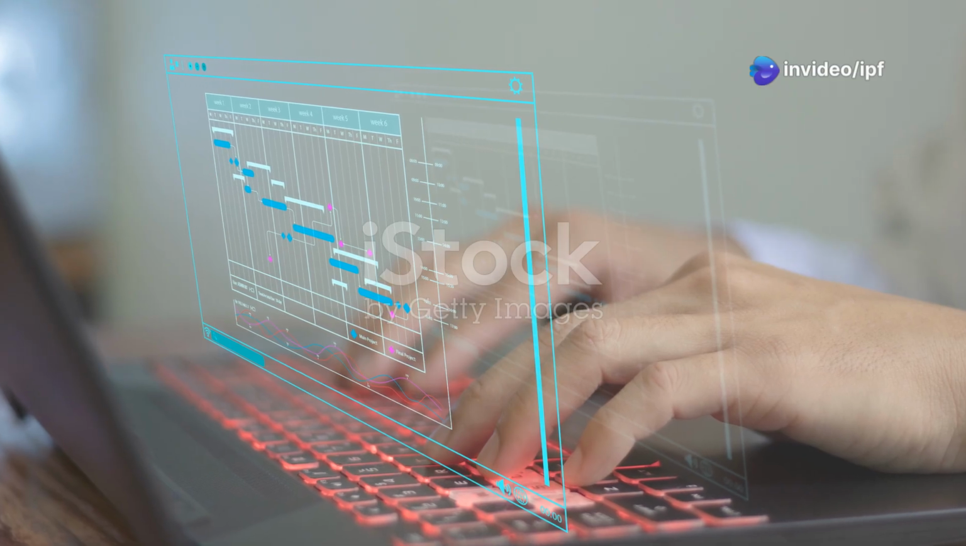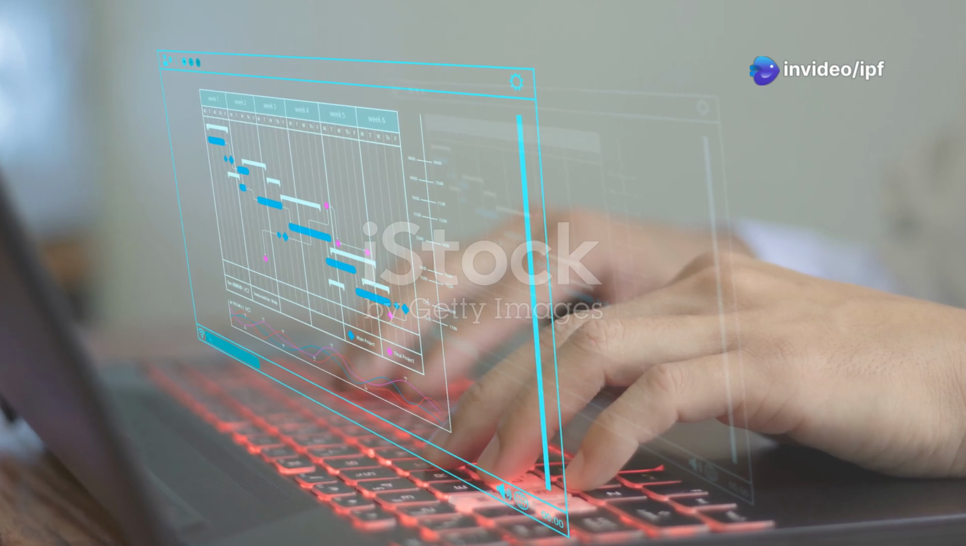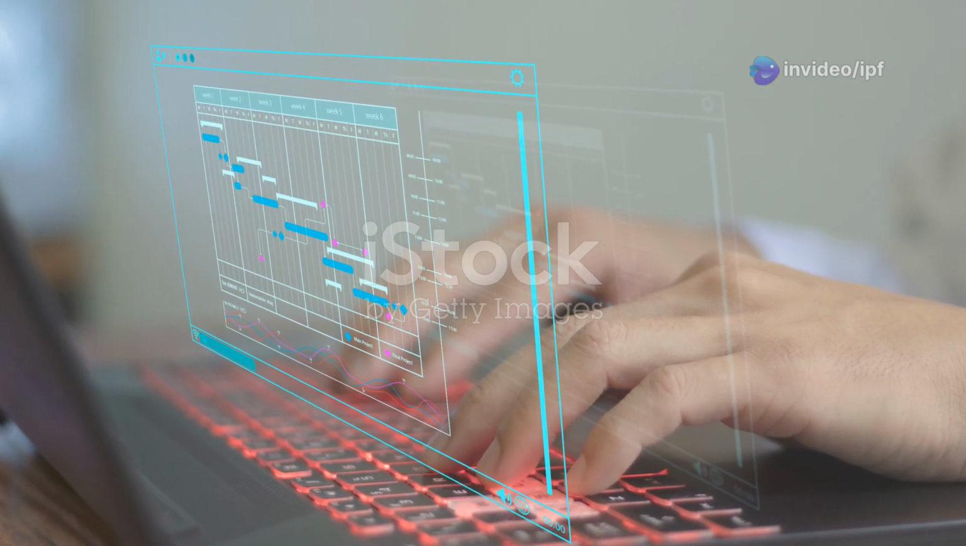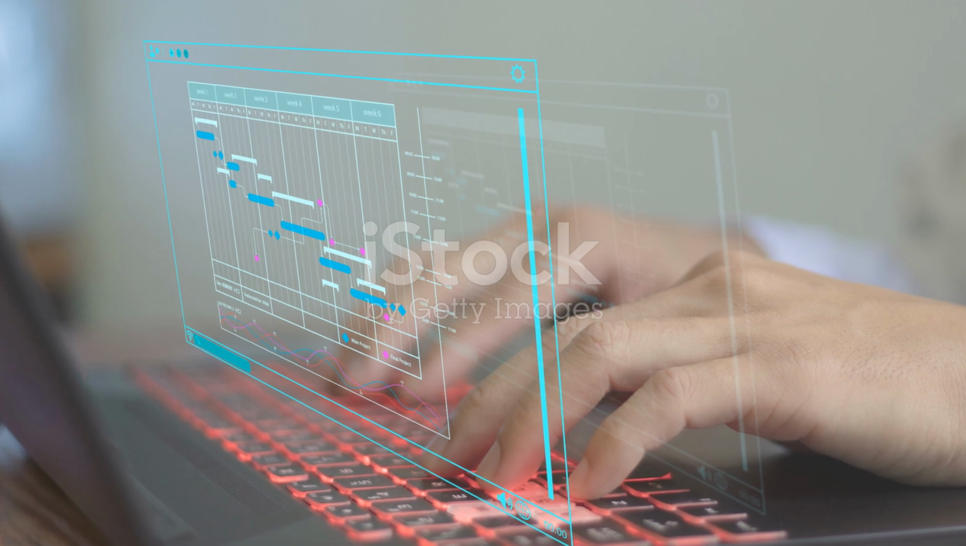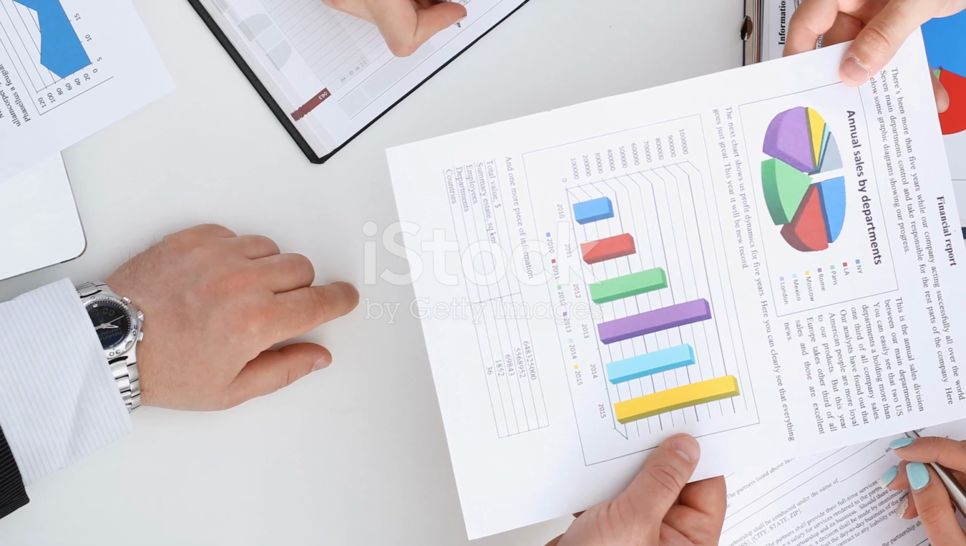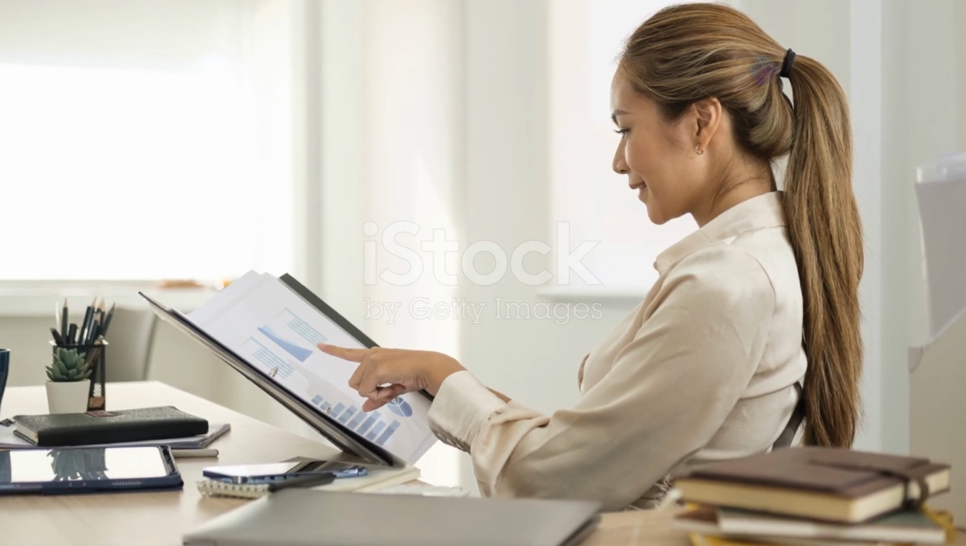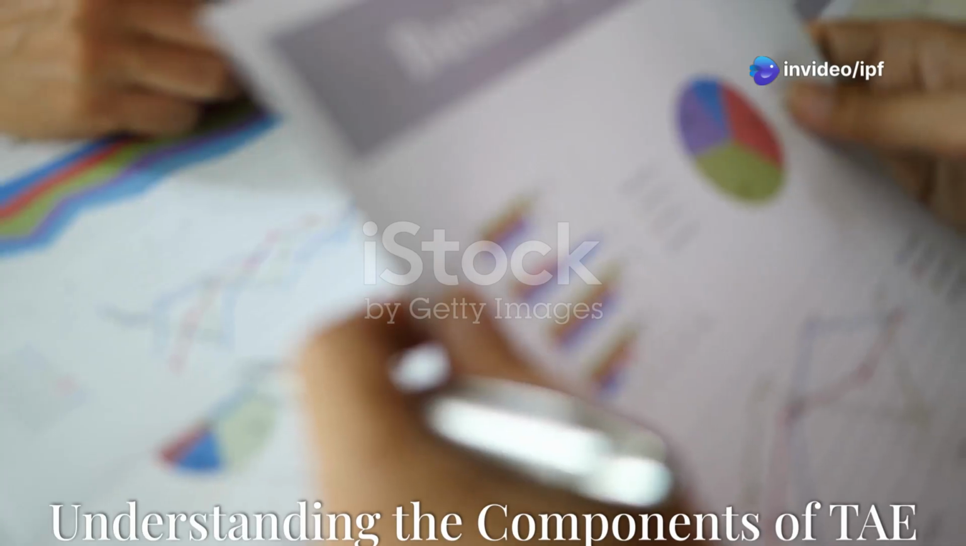Understanding the TAE is crucial for anyone interested in finance. This includes investors, tax authorities, and financial analysts. It's a tool that can help you make smarter decisions. It's like having X-ray vision for a company's finances.